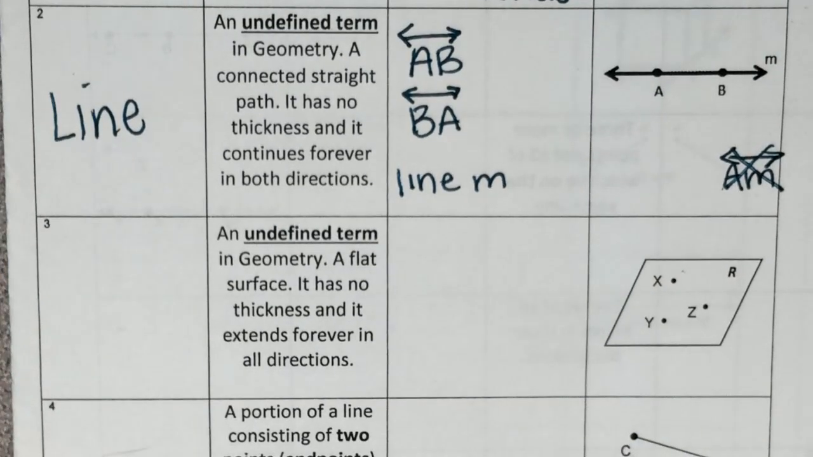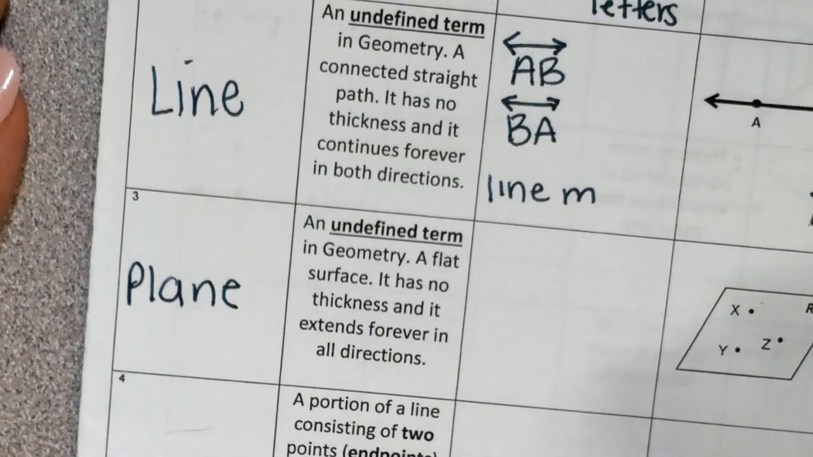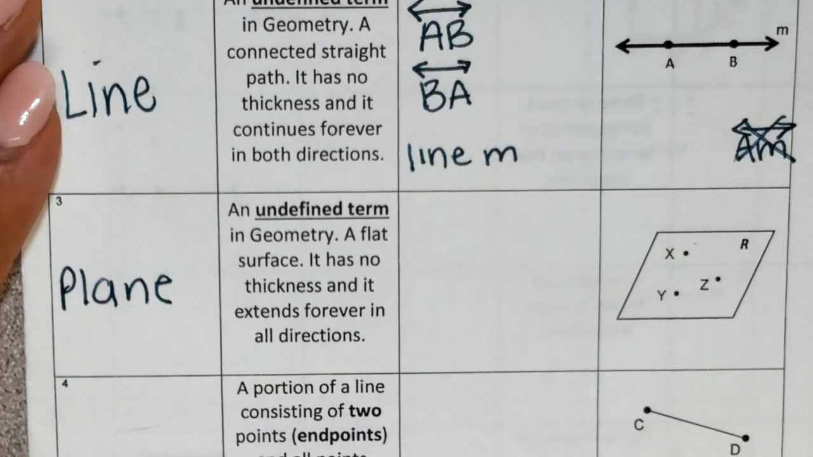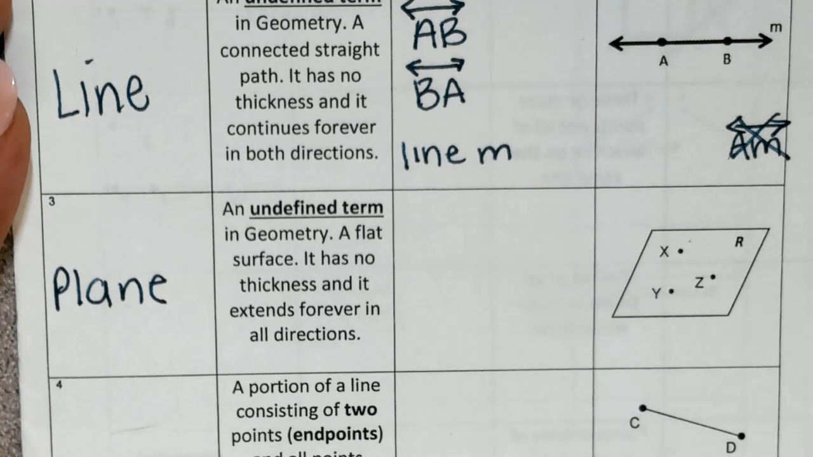The last undefined term, which is what our unit is called, points, lines, and planes. A plane is a flat surface. It has no thickness and it goes on forever. I like to use the example of a sheet of paper. You're going to see me use paper for planes a lot. However, there's planes all around us.